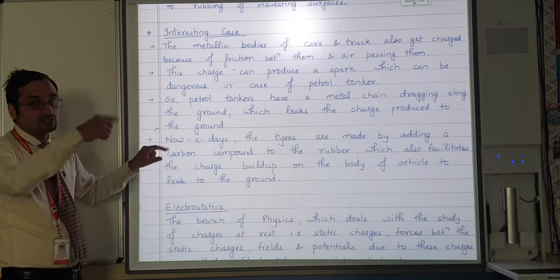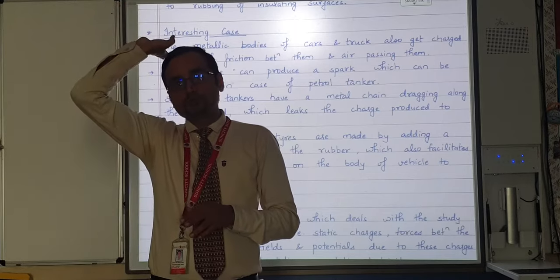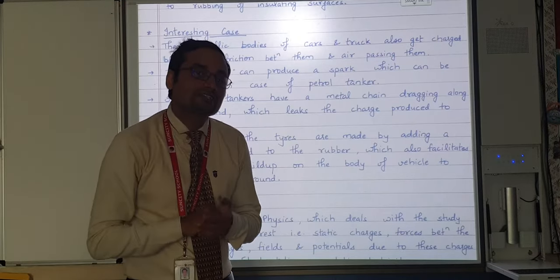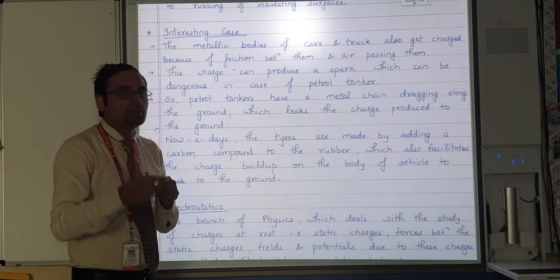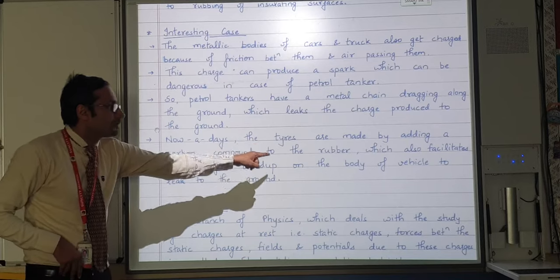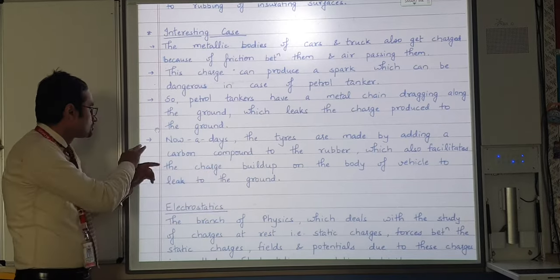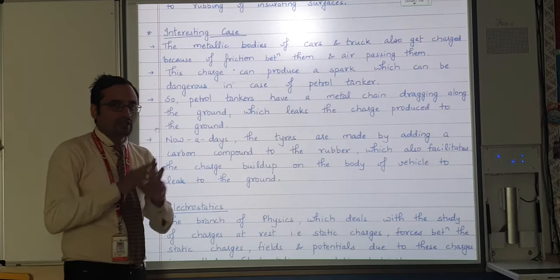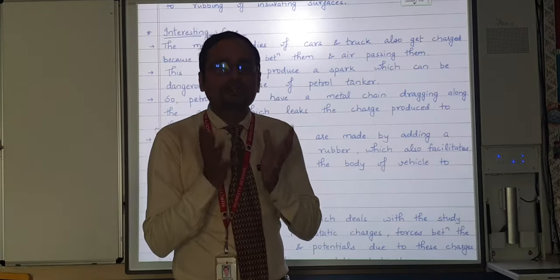Nowadays the tires, now this is interesting, this used to happen earlier, but right now what is happening? Now the tires are made in a special manner. The tires are made by adding a carbon compound to the rubber, which helps the charge buildup leak to the ground. Now these were just examples. Let us come to our topic, which is electrostatics.